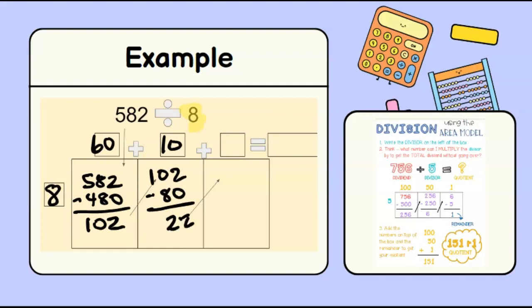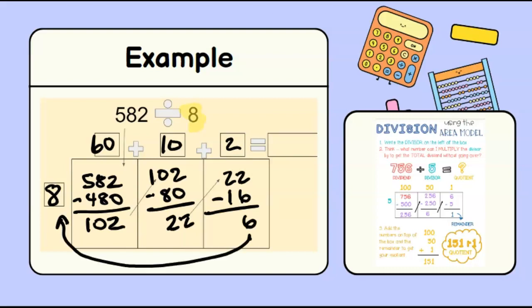Now, knowing my math facts, what can I multiply 8 by to get close to 22, without going over? Well, I know 8 times 2 is 16. Sorry, I'm writing numbers. So I know 8 times 2 is 16. So I'm going to take my 22 minus 16. That's going to leave me with 6. My remainder is now lower than my divisor.